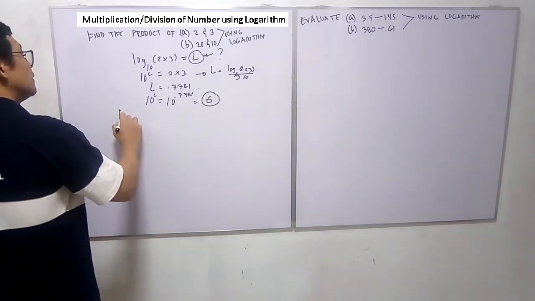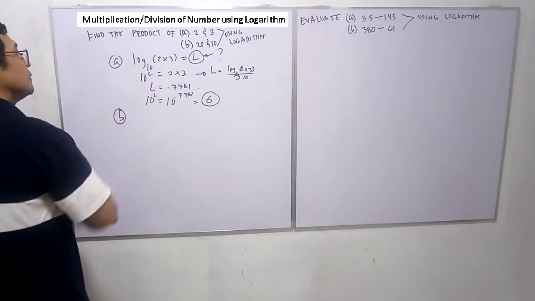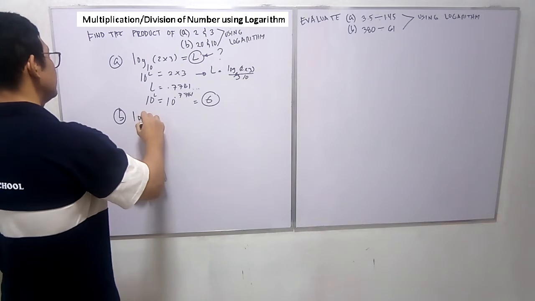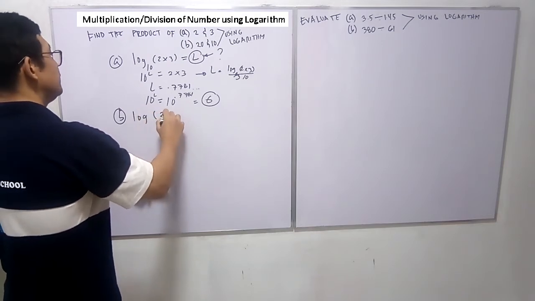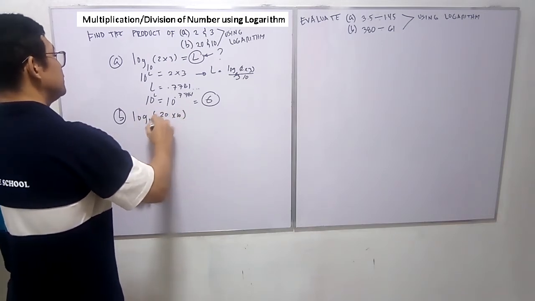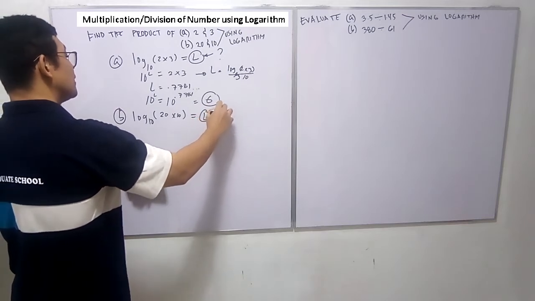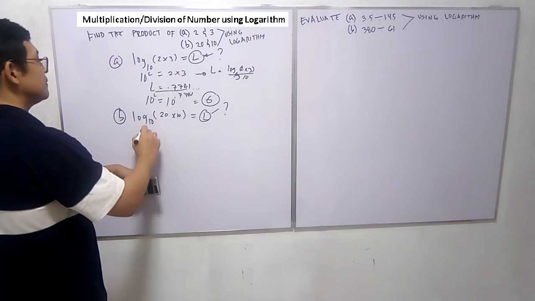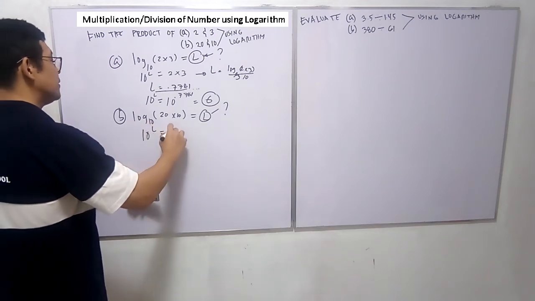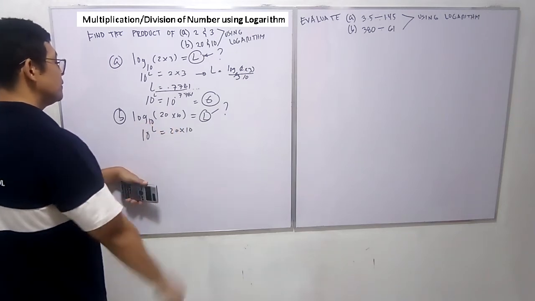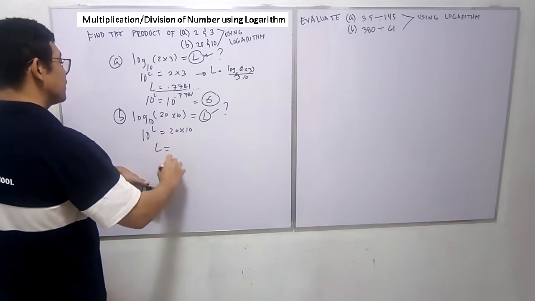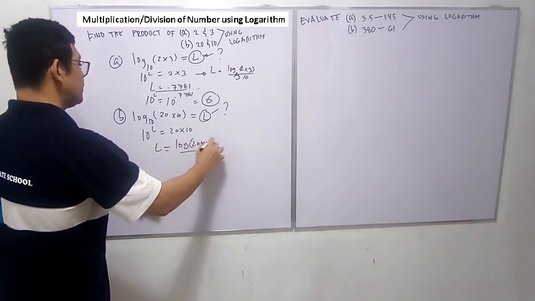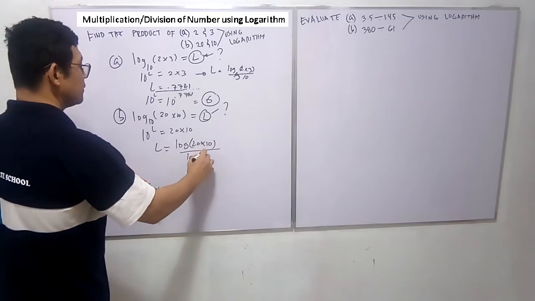Letter B, same solution lang sa letter A. Ang nangyari ay log of 20 times 10 base 10 equals to L. Ang L ang kailangang hanapin, tulad nito, yung hinahanap. Therefore, 10 to the L equals to 20 times 10. Therefore, L equals log of 20 times 10 over log of 10.